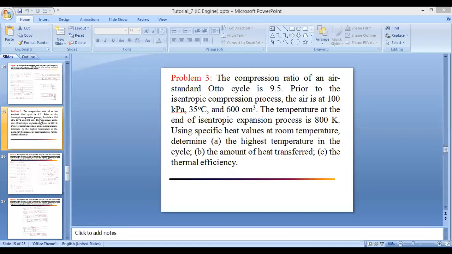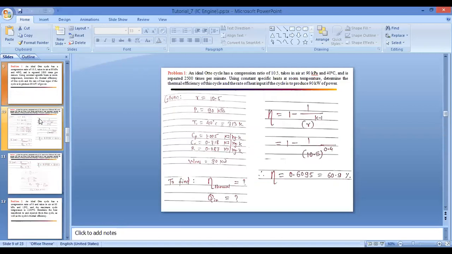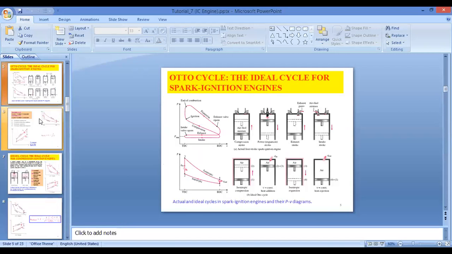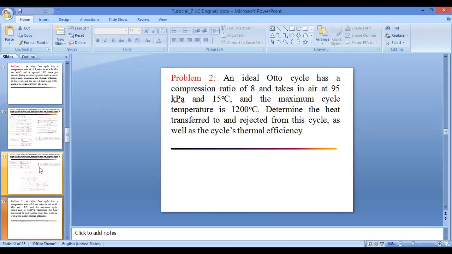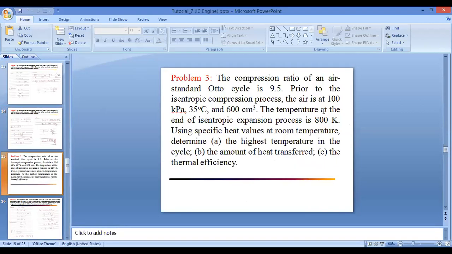So again, let us see the graph for Otto cycle. So isentropic compression is process 1 to 2. So prior to isentropic compression means point 1. So this data is given for point 1. Pressure is 100 kilopascal, temperature is 35, and volume is 600 centimeter cube. Temperature at the end of isentropic expansion process is 800 Kelvin. Now isentropic expansion is process 3 to 4. End of isentropic expansion means the temperature T4 is given as 800 Kelvin.